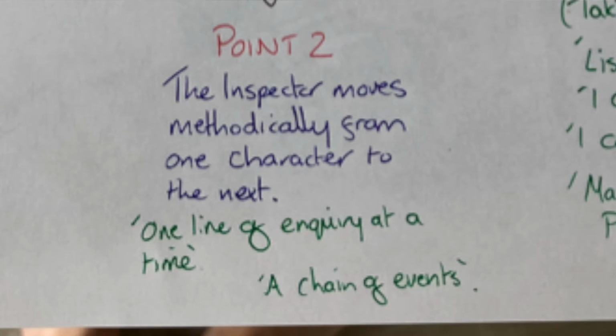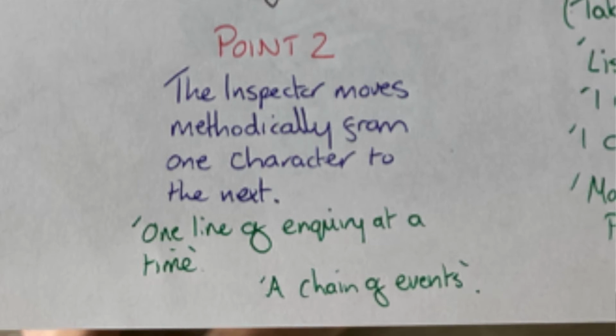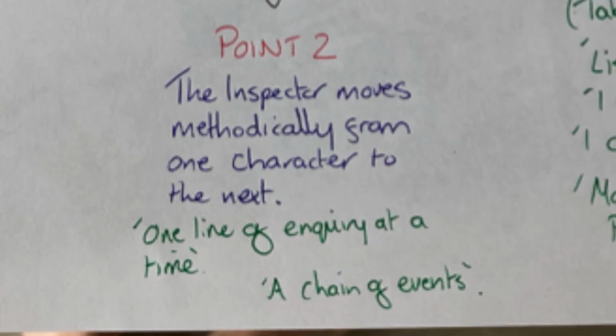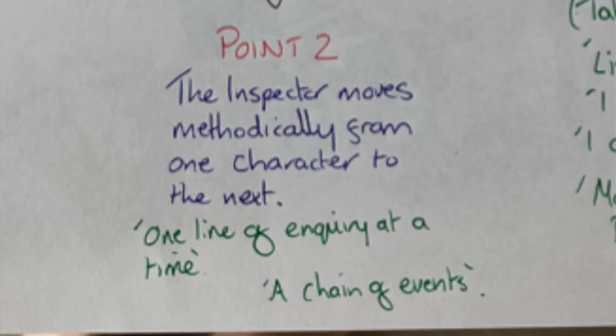Okay, the second crime drama characteristic that I've gone for is the fact that the inspector moves methodically from one character or one part of the story to the next, and he takes each component part in turn and breaks it down. So in the play we see this as a series of interviews, starting with Mr. Birling, then Sheila, then Gerald, then Mrs. Birling, then Eric, and we see this methodical movement from one character to the next and exploring them in depth, and the narrative slowly builds up from that.